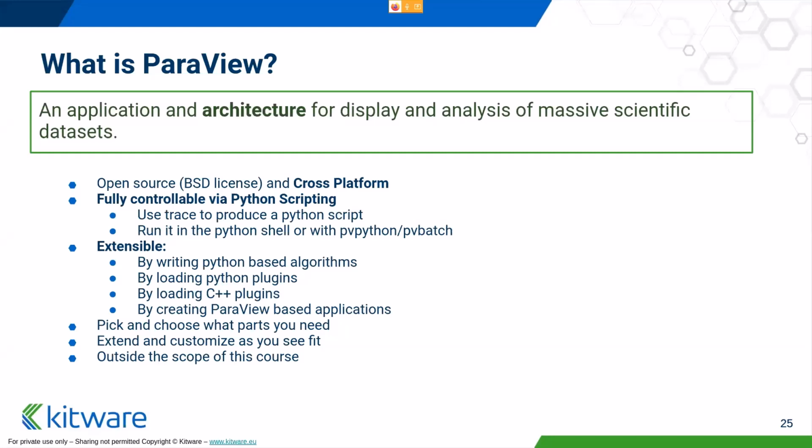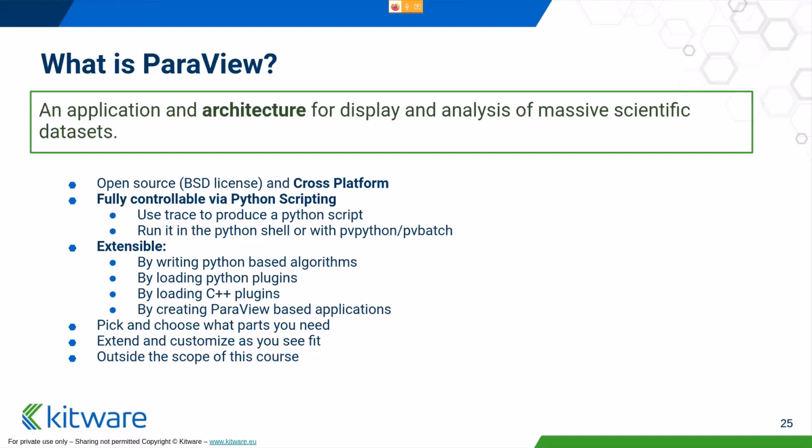The BSD license is a very non-restrictive license, which means that you can use ParaView and put it into commercial software or use it anywhere. The only thing is that if you provide it to someone, you need to say that it's coming from Kitware, basically. That's it. And it's cross-platform: Linux, Mac OS, and Windows. It's fully controllable via Python scripting. So that's what makes it very powerful.